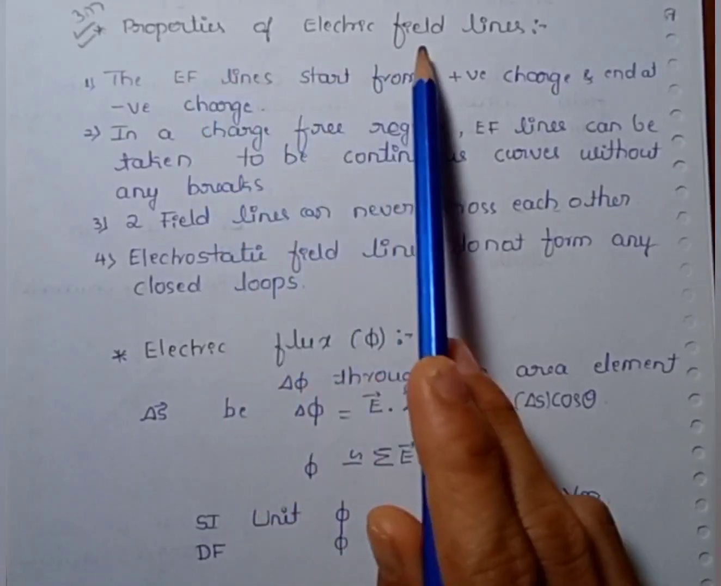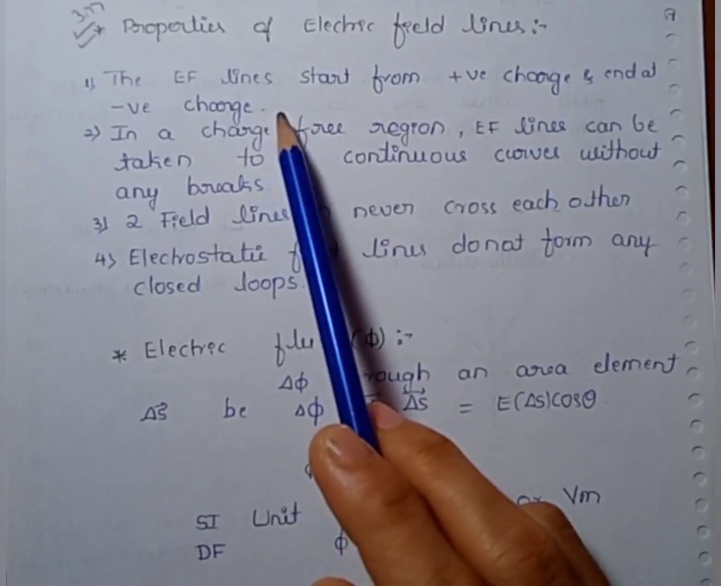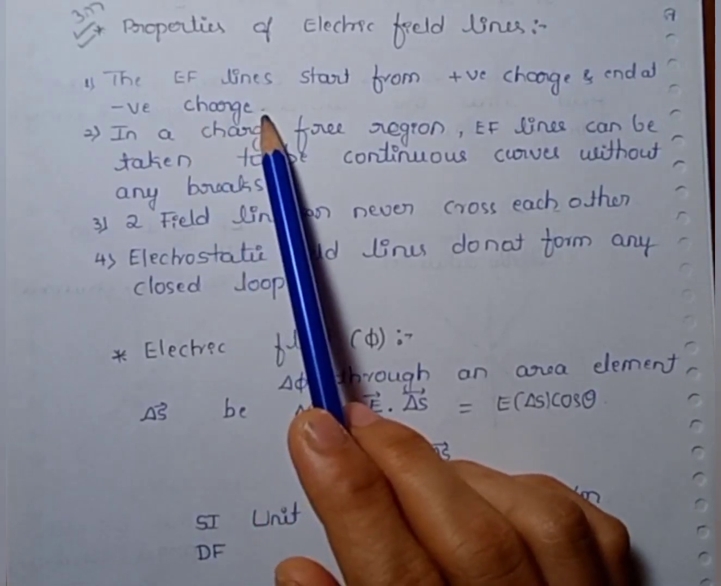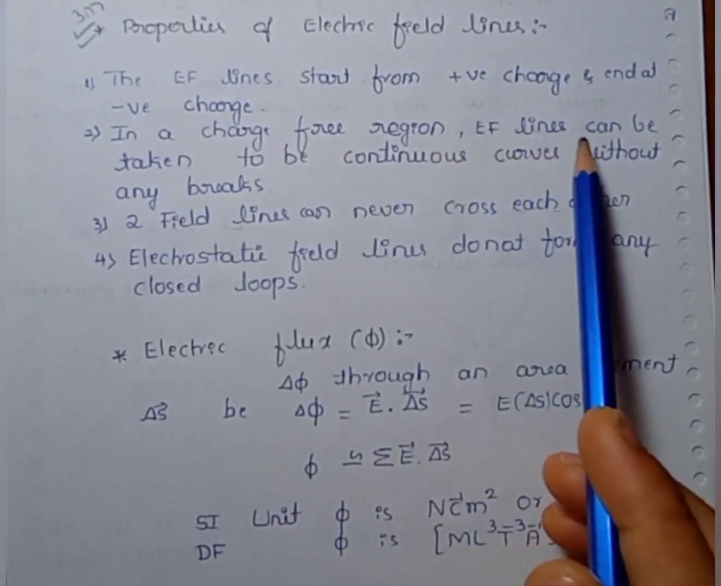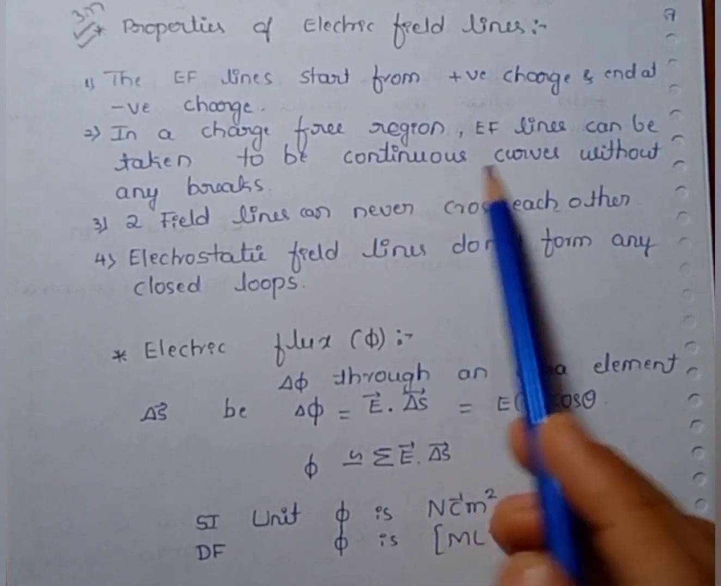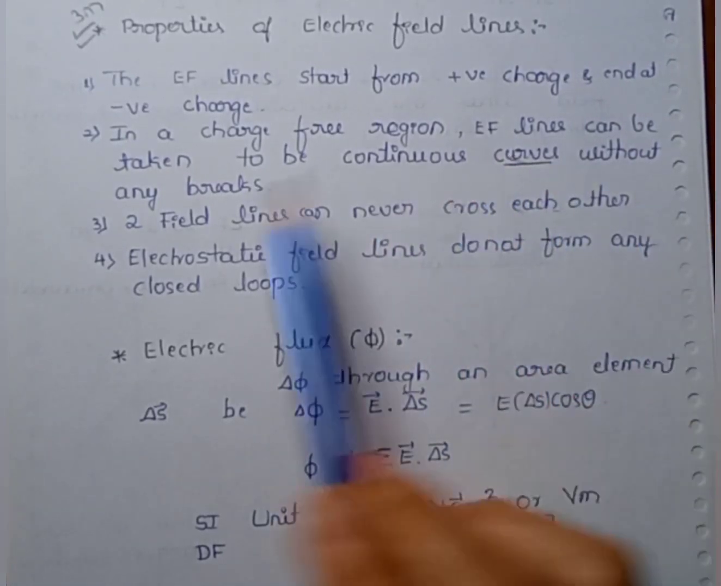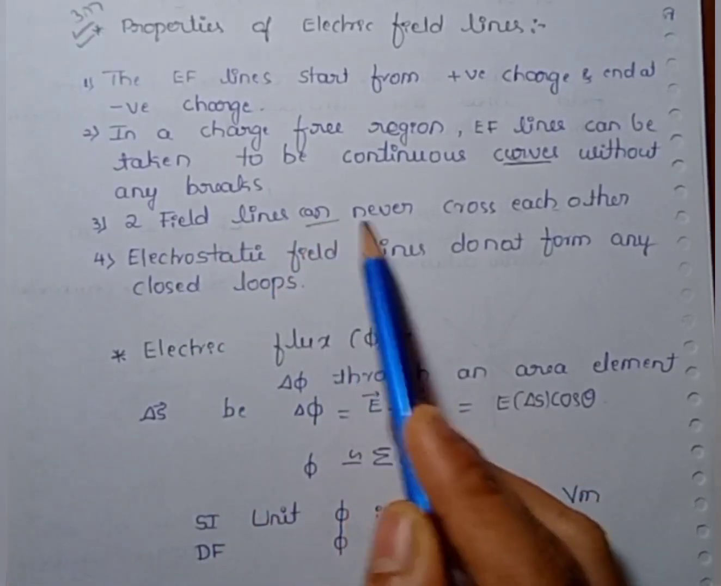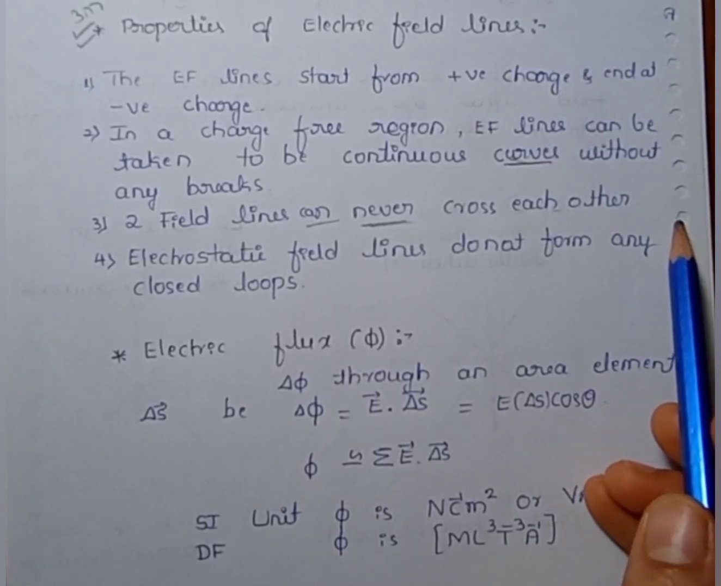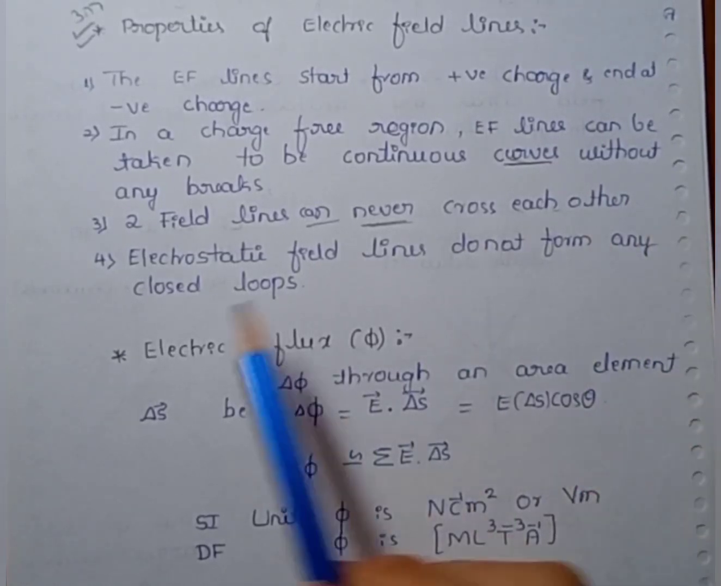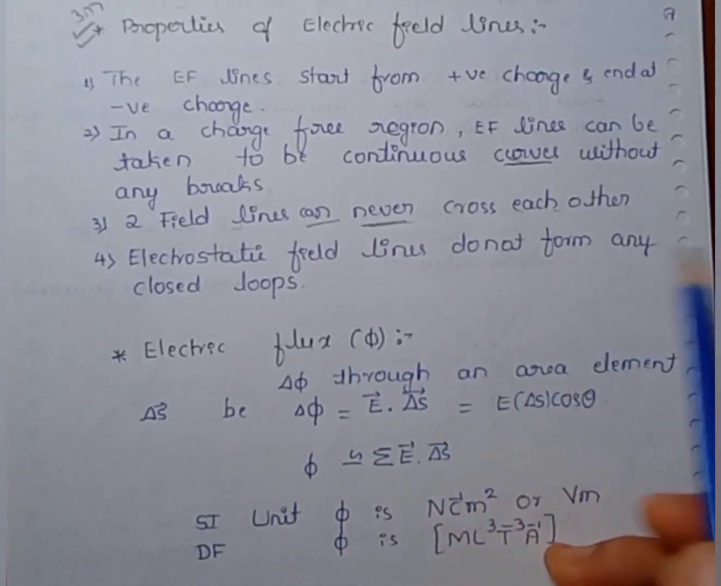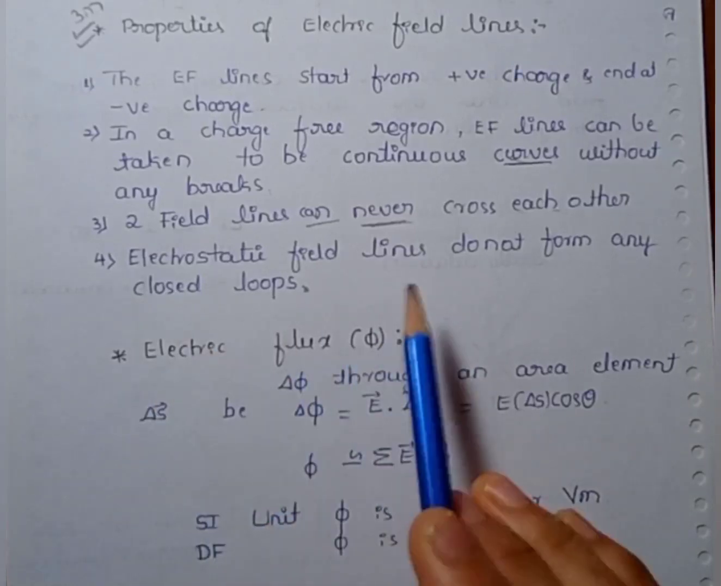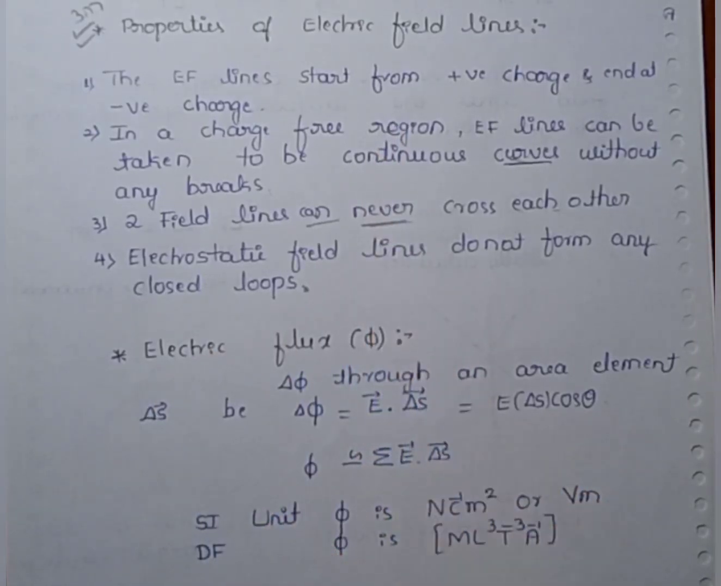Next concept, it is properties of electric field lines. First one, electric field lines start from positive charge and end at negative charge. In a charge free region, electric field lines can be taken to be continuous without any breaks. Two field lines can never cross each other. Electrostatic field lines do not form any closed loop. These are some properties of electric field lines.